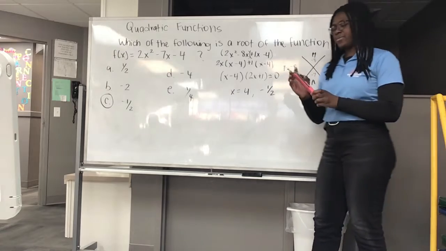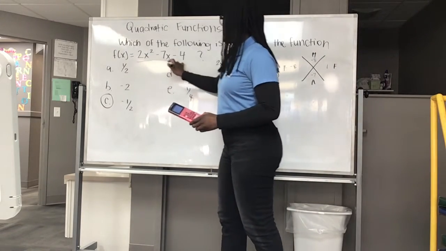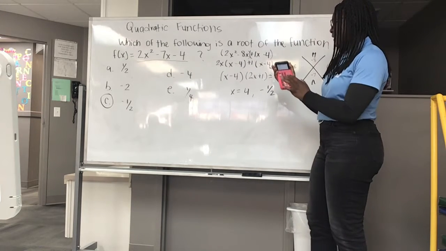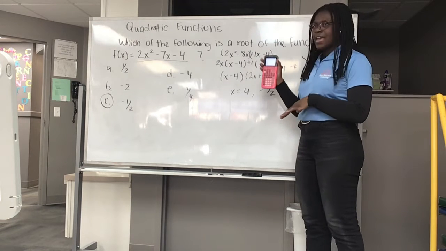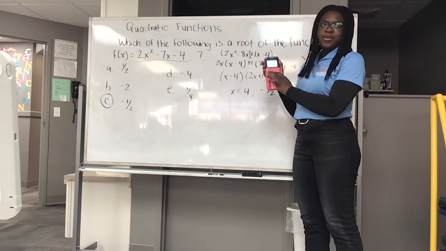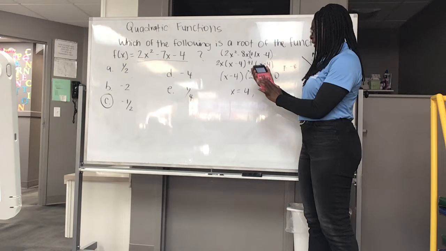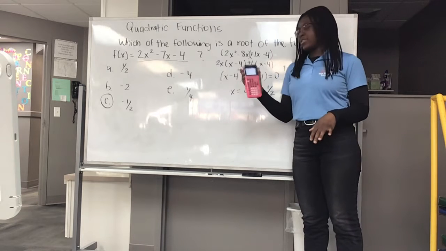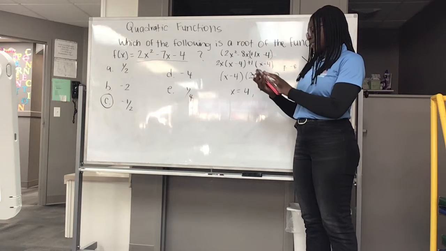Into that first space, we're just going to type our function, 2x squared minus 7x minus 4. So I'm going to do 2, and then the x is that little button that says X, T, theta, n. Do you see that? It's under the mode button. That's where you get your x from. And then you'll square it. Minus 7x minus 4. Once you type that in, press graph, which is that button on the right.